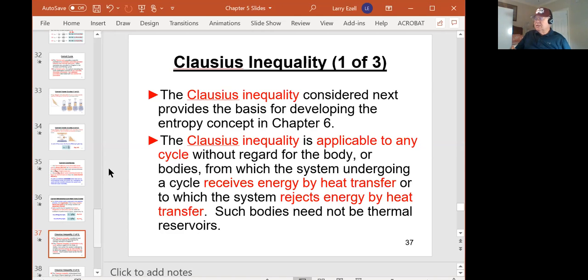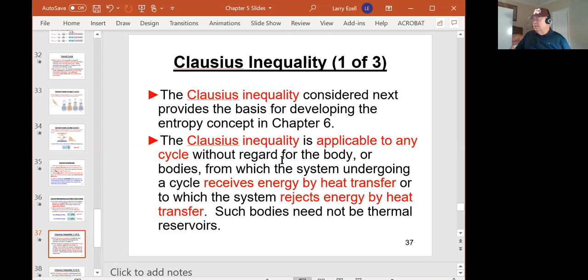Now, I think this is the last topic we discussed, the Clausius inequality. And we're going to study it because it's going to be the basis of entropy, which we'll study next, chapter 6. And entropy will be the last thermodynamic property we'll take up.